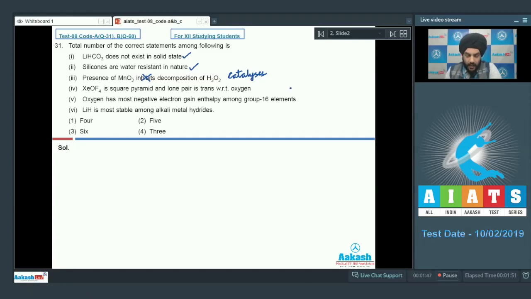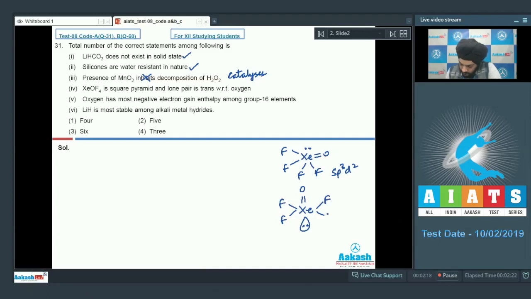If you look at the fourth statement now, XeOF4 is square pyramid and the lone pair is trans with respect to oxygen. So if you look at the structure of XeOF4, we can first probably draw the Lewis dot structure. So it is going to have one lone pair left. So we have sp3d2 hybridization. So the lone pair has to be trans with respect to the oxygen. So we can see that the fourth statement is also correct.